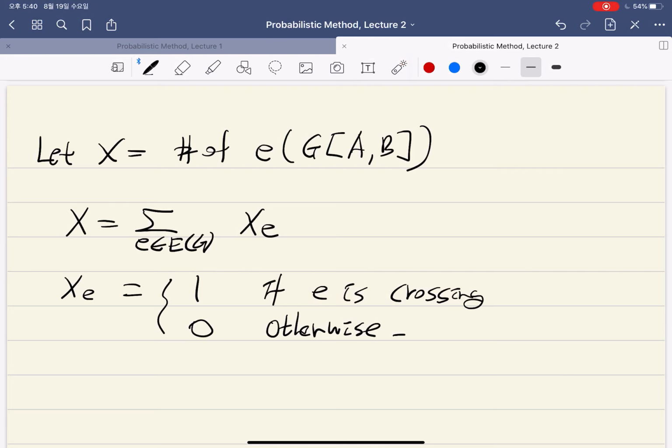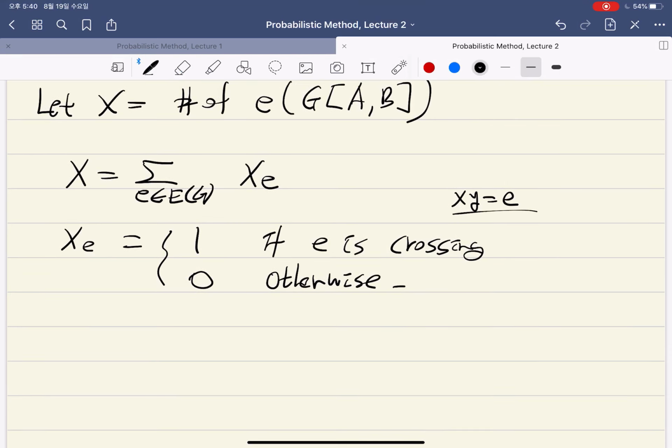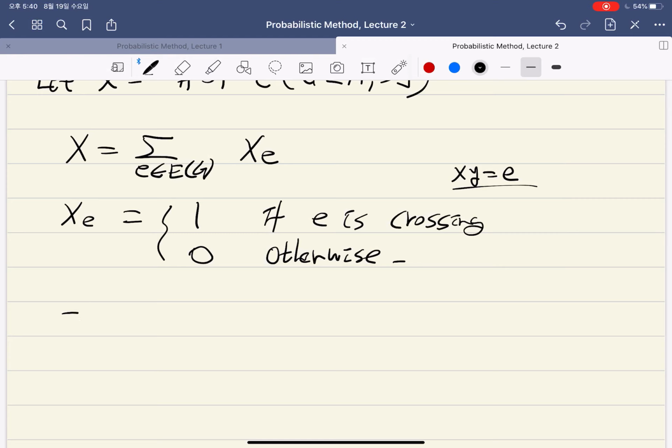So this XE is the indicator random variable for the event where XY, which is E, is crossing. For that event, this becomes 1, and for the rest of them, it becomes 0. So it's indicating whether this event has happened or not. Then, what's the expectation of this indicator random variable? For an indicator random variable, the expectation is easier to compute.